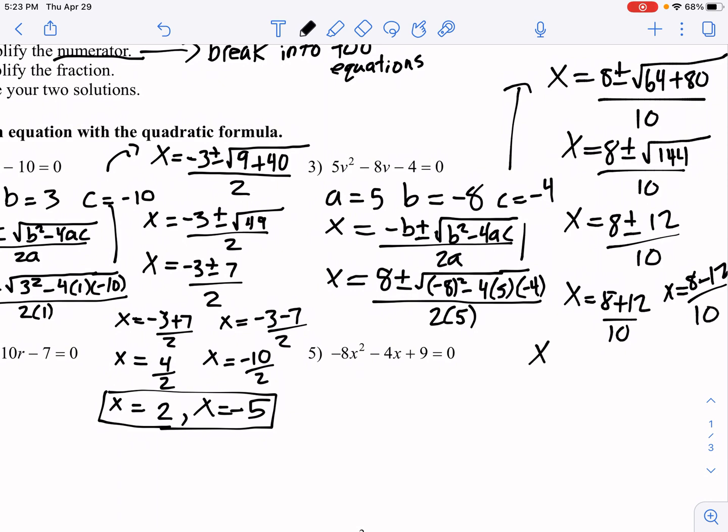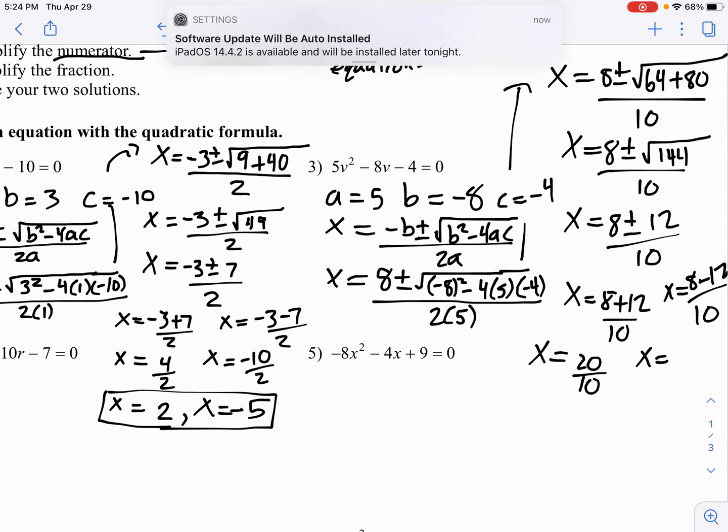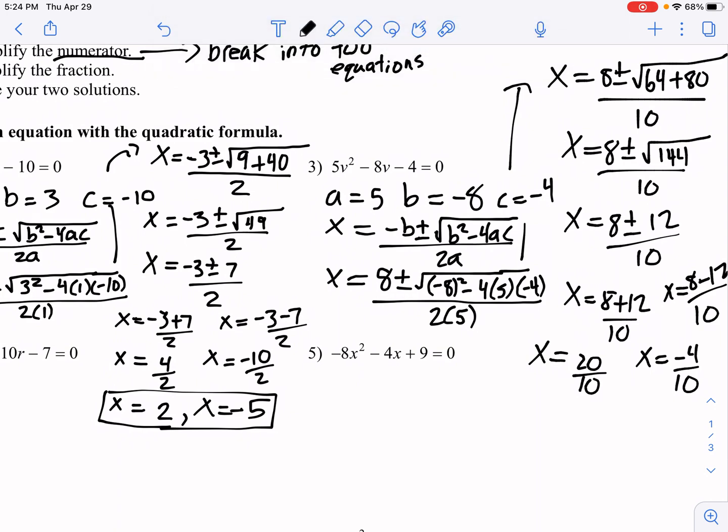So we have x is equal to 8 plus 12 is 20 over 10. And then x is equal to 8 minus 12. I have a different sign there, so we have a negative 4 over 10. So it's okay. Notice we're going to get a fraction on that second one. That's okay. You can get a fraction.